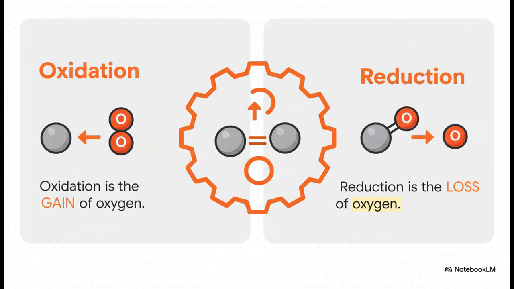Okay, so here's the deal at its simplest level. Oxidation is when something gains oxygen, and reduction, that's when something loses oxygen. Simple as that. The key thing to remember is that they're basically a package deal. They always happen together in what we call a redox reaction. It's kind of like a chemical tag team.